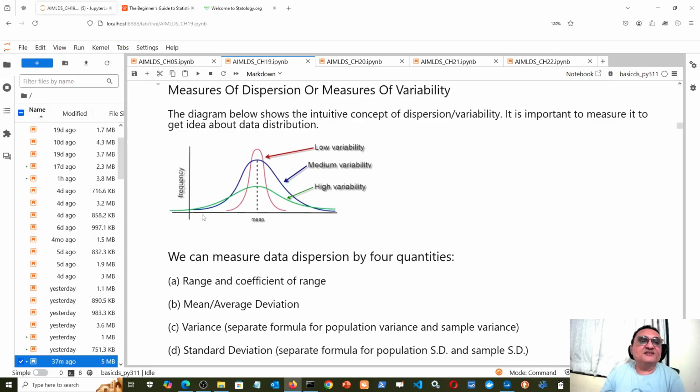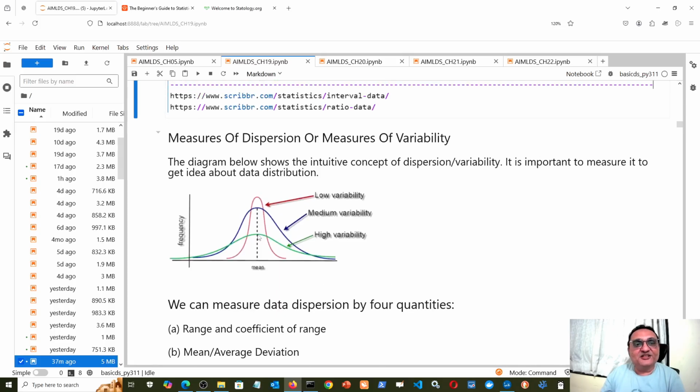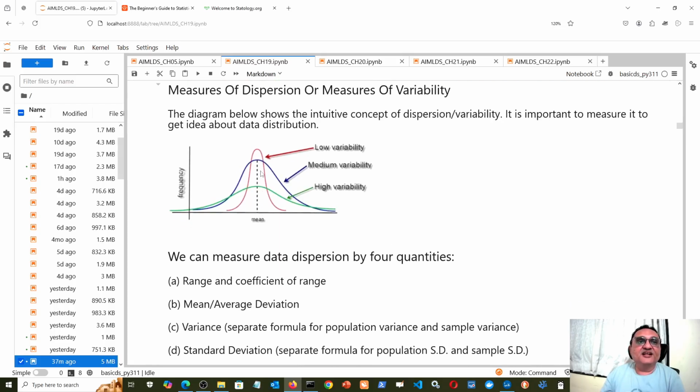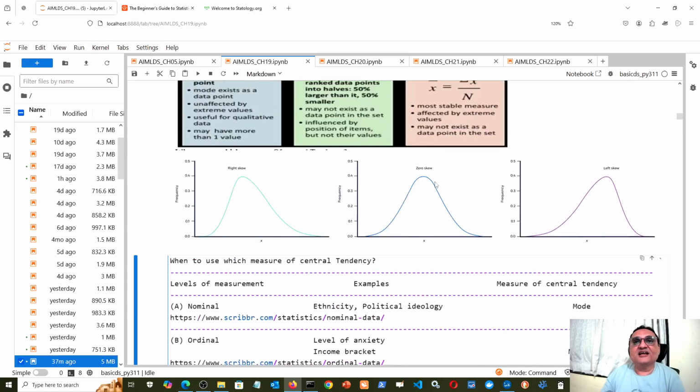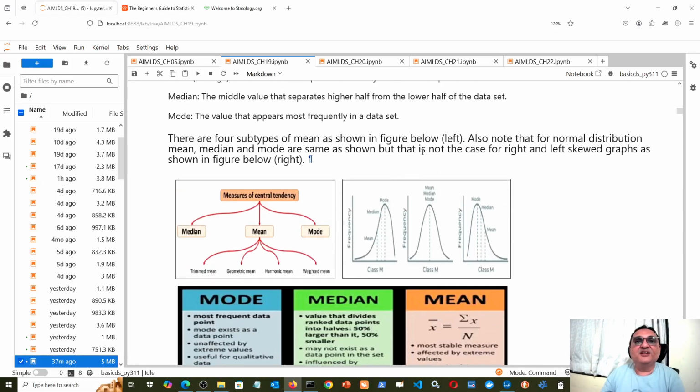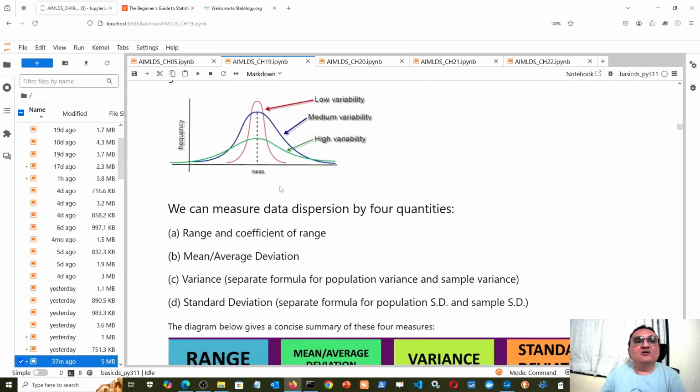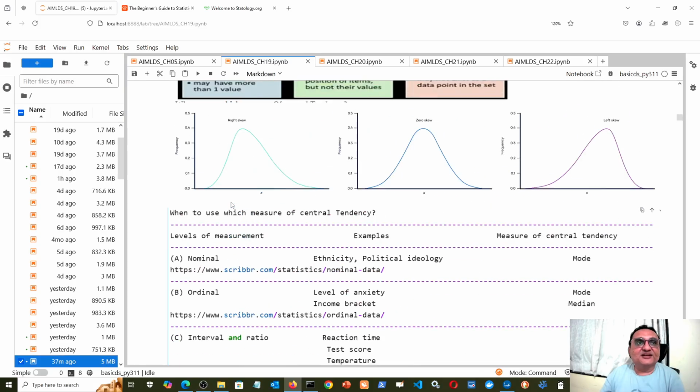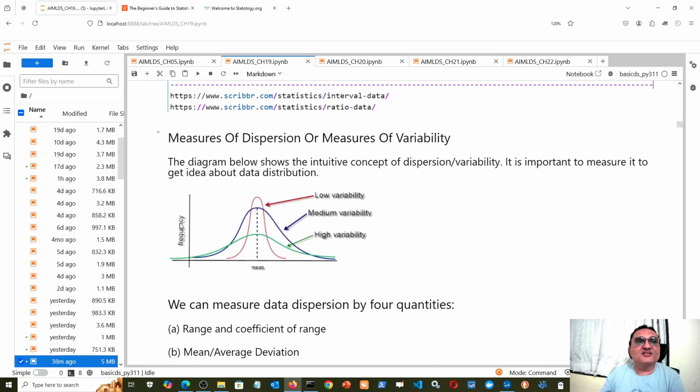So as far as any measure of central tendency is concerned, is there any difference between green, blue, and red? No, because the mean of green is equal to the mean of blue is equal to the mean of red here. Median of green is equal to median of blue is equal to median of red again here. And similarly, mode of green is equal to mode of blue is equal to mode of red, because for a normal distribution, mean, median, and mode are the same. They coincide with each other. So as far as any measure of central tendency is concerned, there is absolutely no difference between these three data distributions.